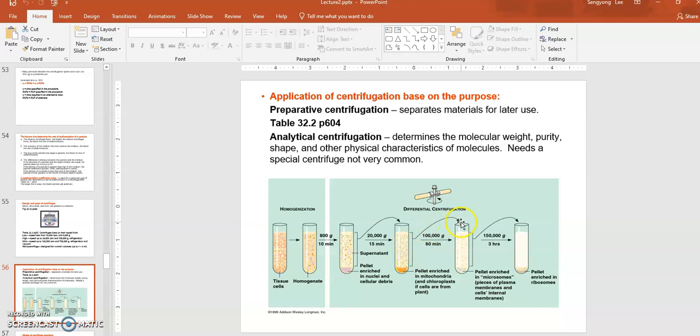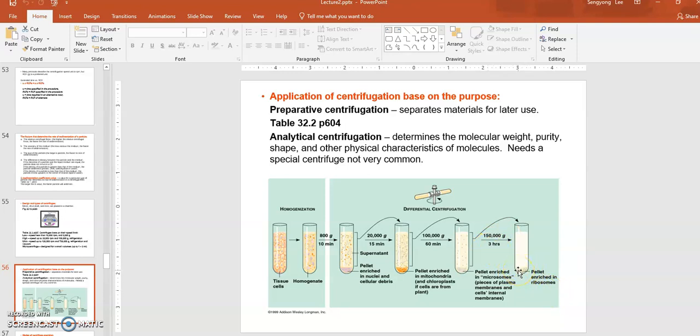Again, transfer that to a new centrifugation tube and spin again at a higher speed, 100,000 G, about 1 hour. Then again you get a pellet. This time the pellet will be made up of smaller things like microsomes, pieces of plasma membrane and internal membranes. Again you transfer the supernatant and spin in the ultracentrifuge, like 150,000 G, 3 hours. Then what can you get at the end? Ribosomes can be separated.